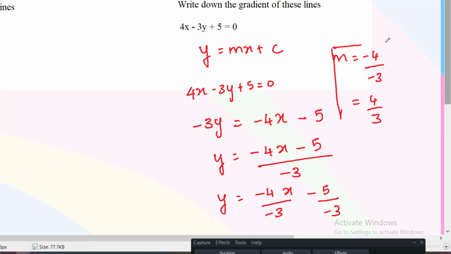Okay. So if they are giving you the form y equal to mx plus c, no problem. Just copy the coefficient of x and that is the gradient of that line. Suppose they are giving you an equation like this, then you have to rearrange it in the form of y equal to mx plus c, and from that you will find the value of m.